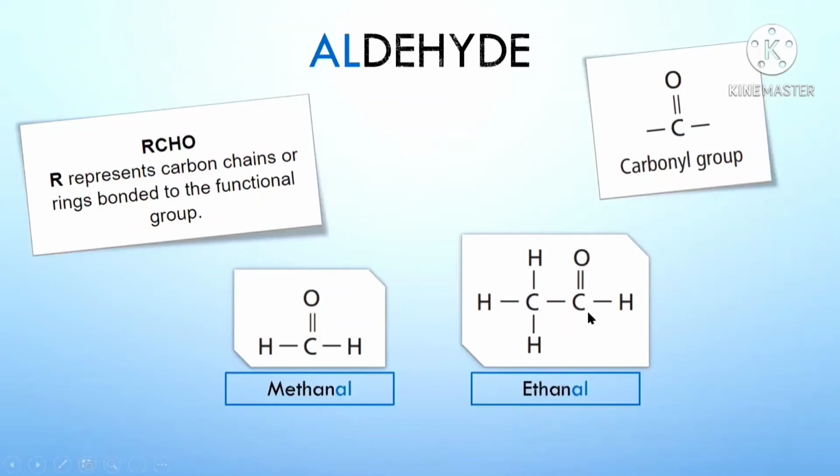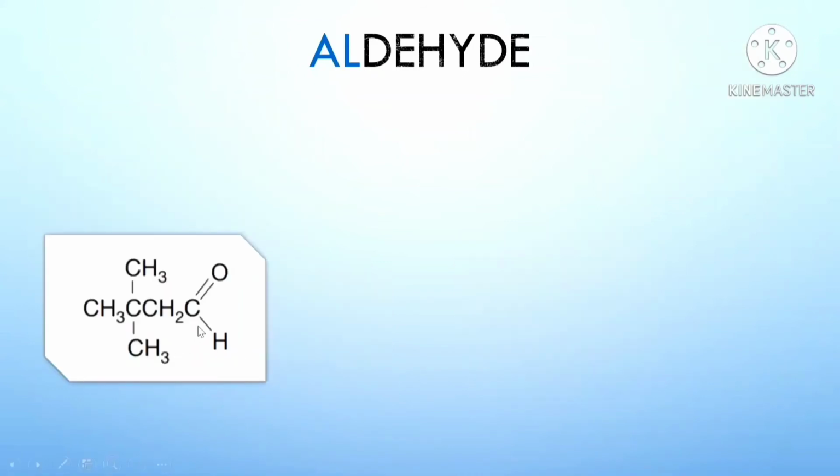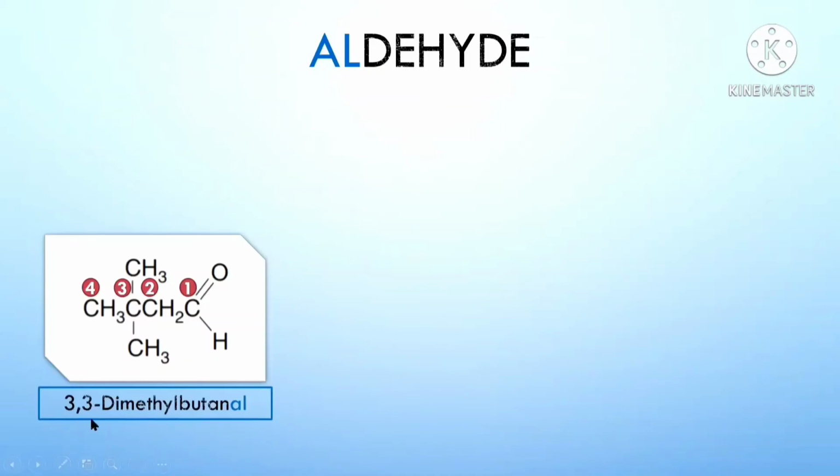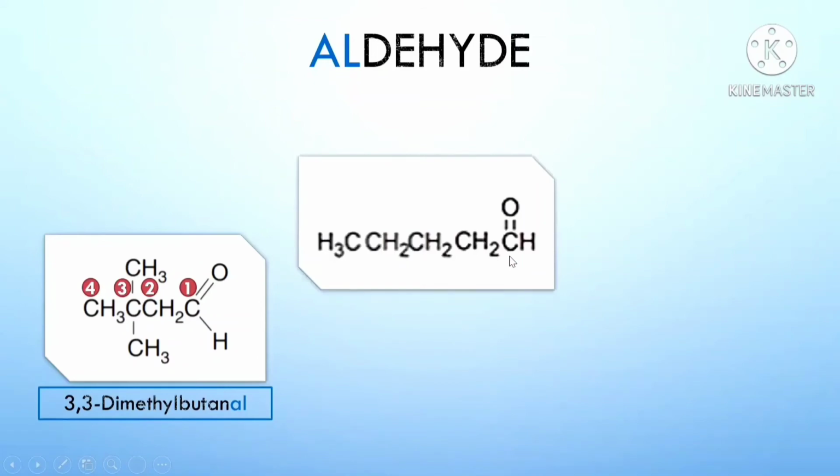So this one has 2 carbon atoms, so from ethane, it becomes ethanal. This carbon here is understood to be carbon 1. For this example, the parent chain has 1, 2, 3, 4 carbon atoms. So we call it a butanal. And there are 2 methyl groups attached to carbon number 3. So the name would be 3,3-dimethylbutanal. This one's easy with a straight chain aldehyde containing 5 carbon atoms, so it is called pentanal.